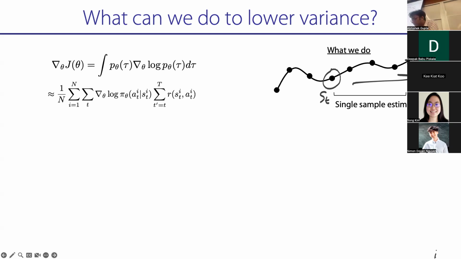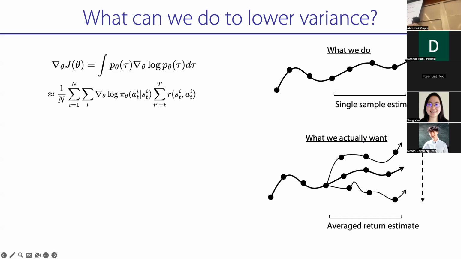So what you really care about is something that looks a little more like this. You want to average how good the outcomes are for taking some action A at some state S. But really what you're doing in policy gradient is you're doing it for a single sample estimate. When I say single sample estimate, I mean just for that trajectory.